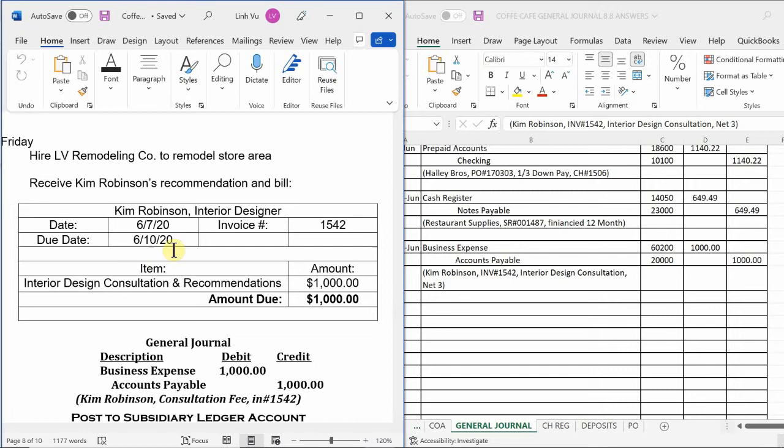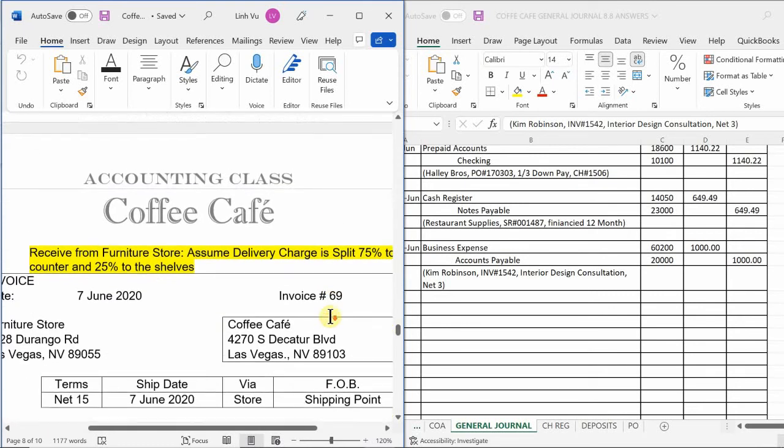We're not paying it now. We're choosing to take advantage of the extension of the time that Kim Robinson had given us. So in this case, we now owe Kim Robinson some money. However, we still recognize that the expense had occurred, right? So there you go.